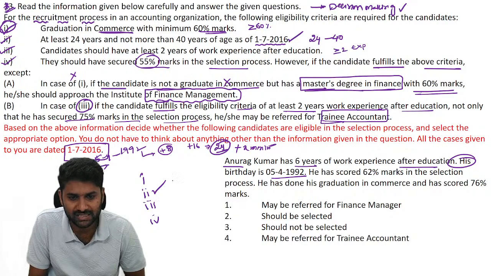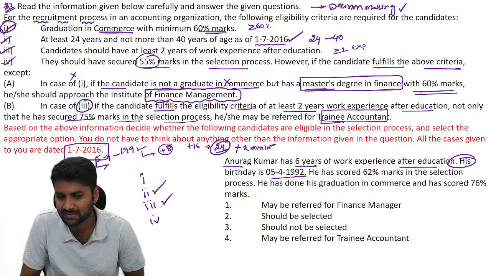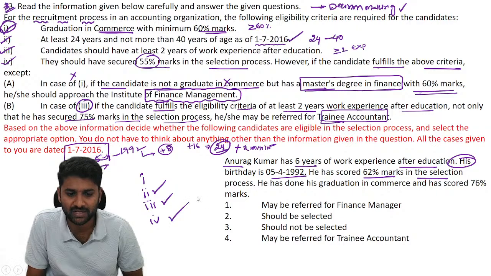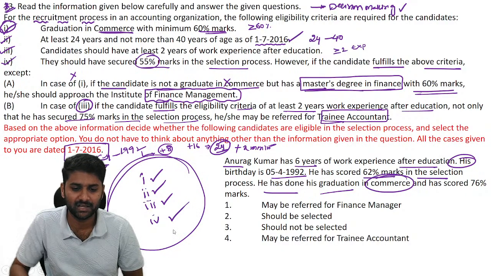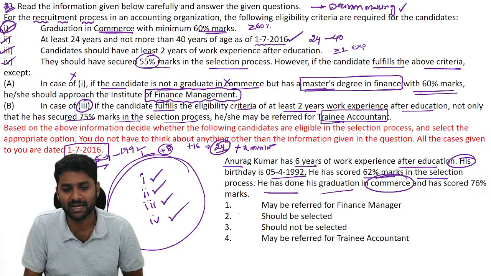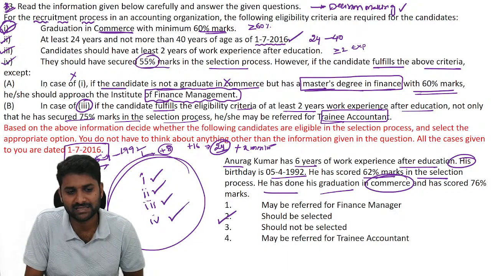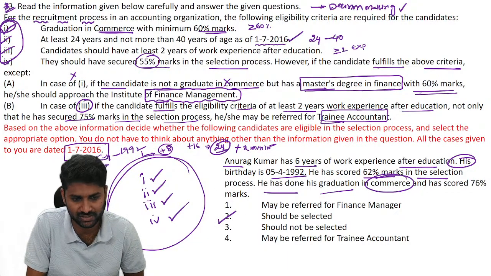Point number 2 is satisfied, and point number 3, experience, is also satisfied. He secured 62 percentage in the selection process, and we need only 55 percentage in the selection process. Definitely the fourth point is also satisfied. He has a graduation in commerce, so yes, point number 1 is satisfied, and he secured 76 percentage marks. So no need to refer anything. You can directly select this candidate, because the candidate satisfies all the major 4 conditions.